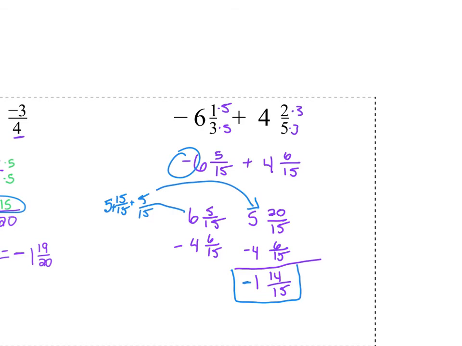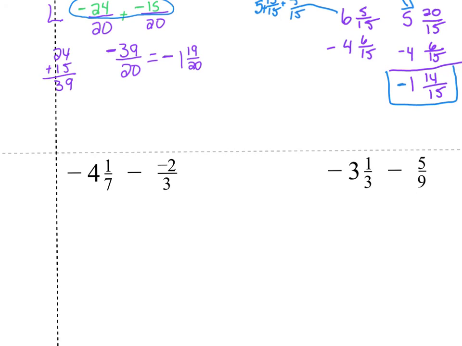Again, fraction work is 4th and 5th grade topics. The only thing we're doing is adding in the fact we're working with negatives. So now, unlike signs, I'm going to subtract. So 5 minus 4 is 1. 20/15 minus 6/15 is 14/15. We had more negatives, so it's going to be negative. That was a tricky one.